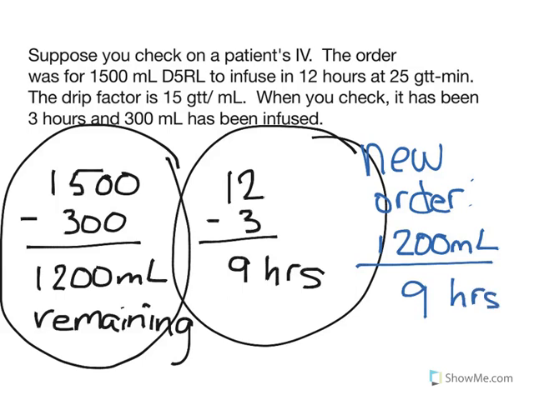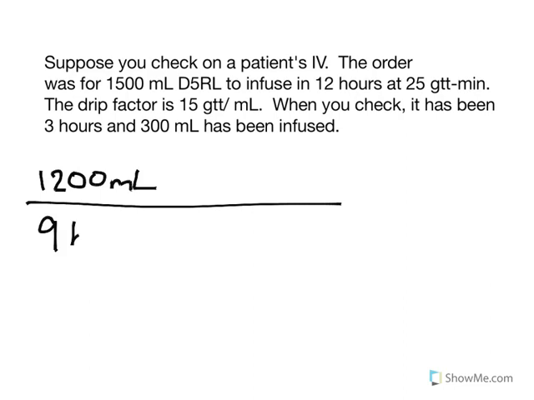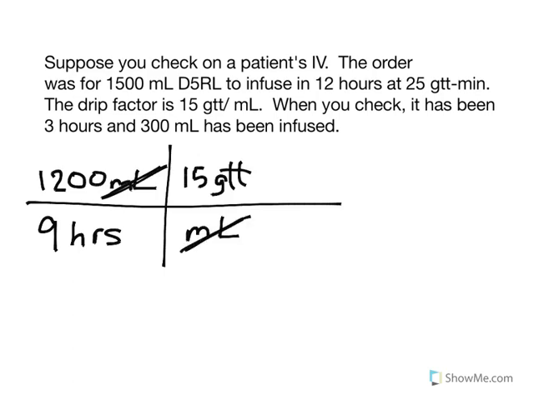I'm going to clear this page to give myself some new room. So we have our new order, 1,200 milliliters left to be infused in the 9 hours we have left. I'm going to set up our dimensional analysis. We know our drip factor is 15 drops per milliliter. I'm going to set it up so milliliters on top cancels with milliliters on bottom.